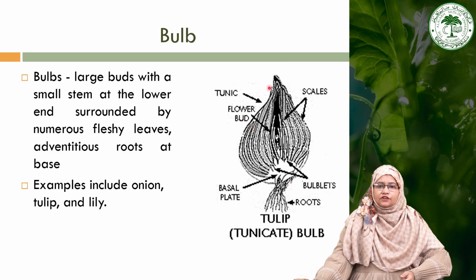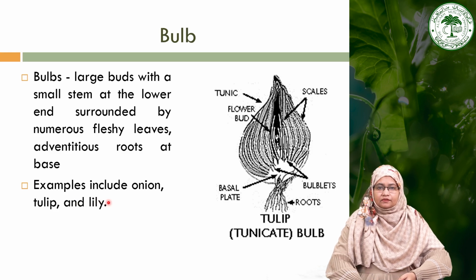So, this is the tunic covering of this particular flower. These are the scale leaves, this is the flower bud which originated from the center, and these are the bulblets, which is the compressed stem, and these are the roots, that is the adventitious roots. It is a typical example of bulb, that is the onion and tulip, lily. These are the examples of bulb stems.